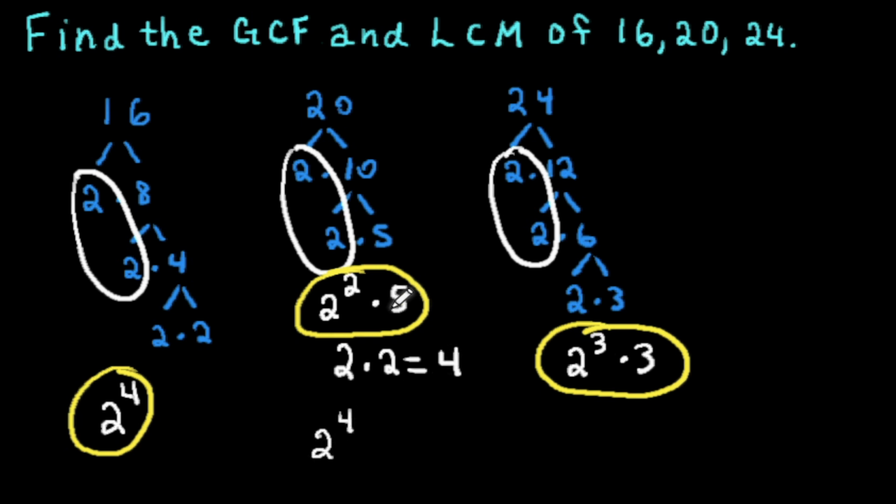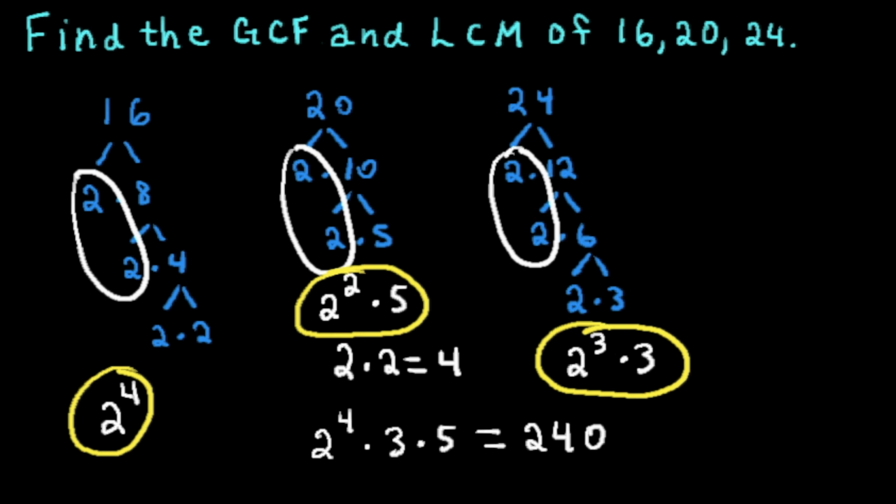And then we have a 5 and a 3. Those are the numbers that are remaining, so we're going to bring those as well. And we're going to write this in ascending order, or least to greatest, okay? So we have 2 to the 4th times 3 times 5. And when you multiply all of these numbers together, you have 240, which is the least common multiple for 16, 20, and 24.